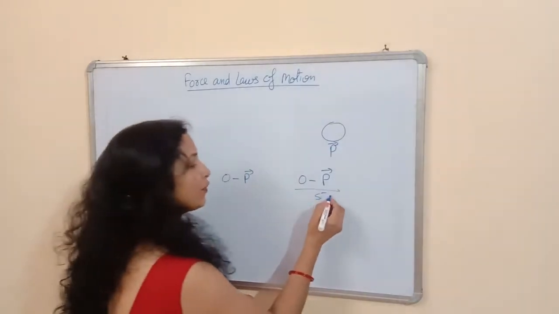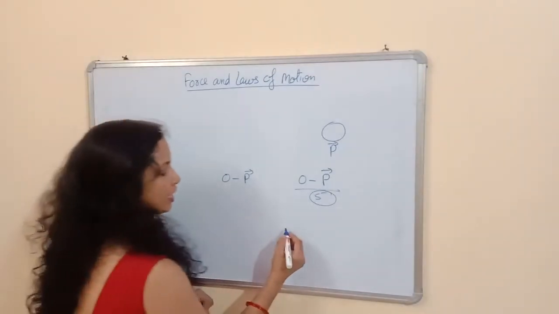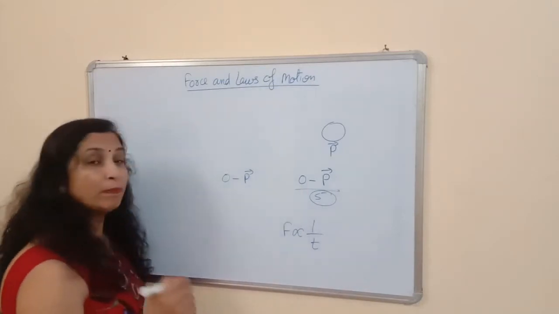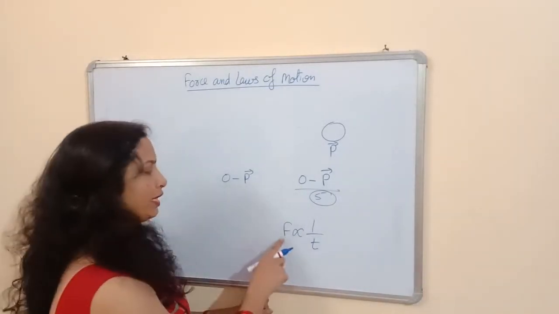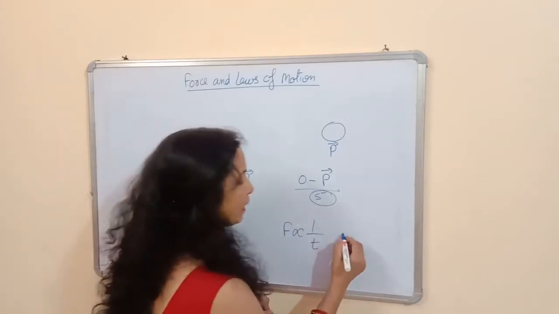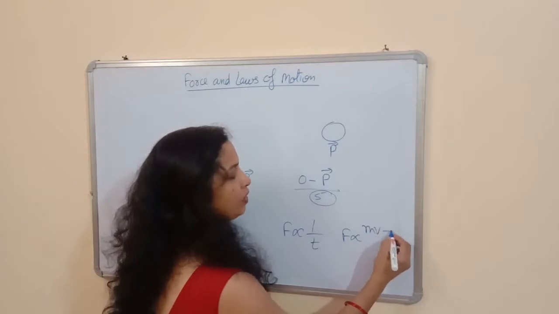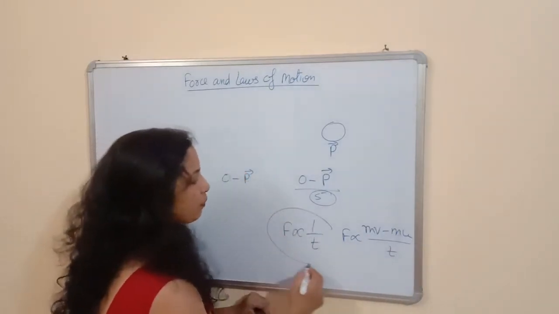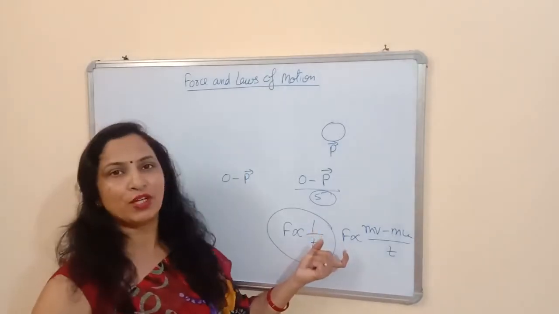So if you are increasing the time, I explained to you just now that force is inversely proportional to the time taken. By increasing the time taken to change the momentum, you can decrease the force applied. I explained that F is proportional to the rate of change of momentum, that is mv minus mu upon t. It means force is inversely proportional to the time taken. By increasing the time, you can decrease the value of the force.